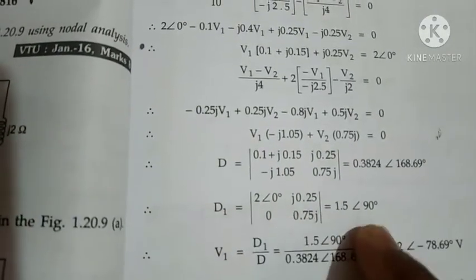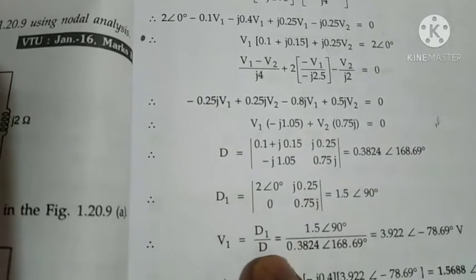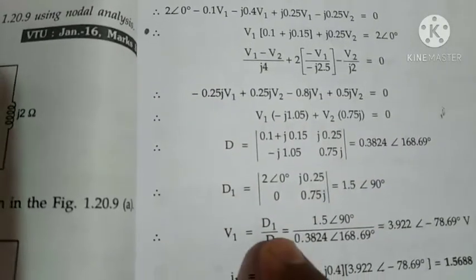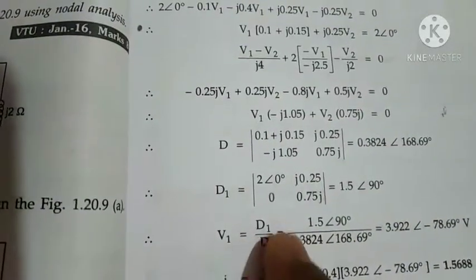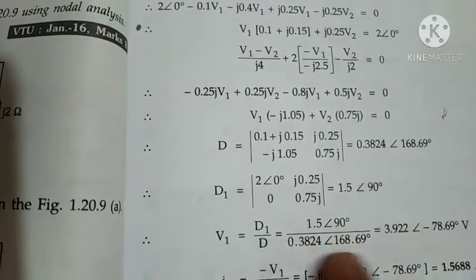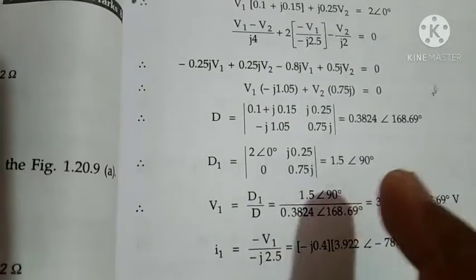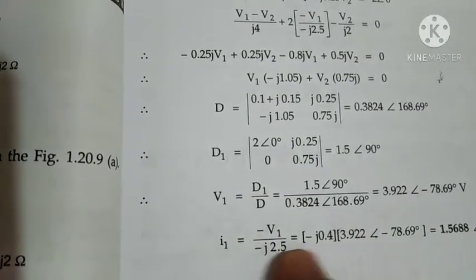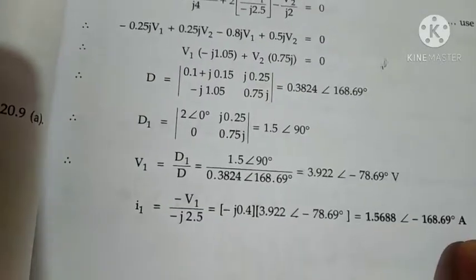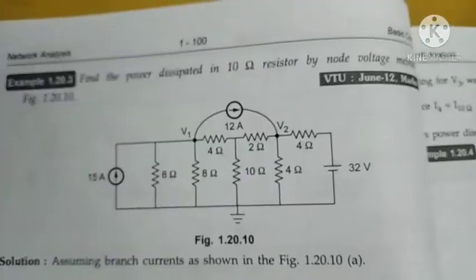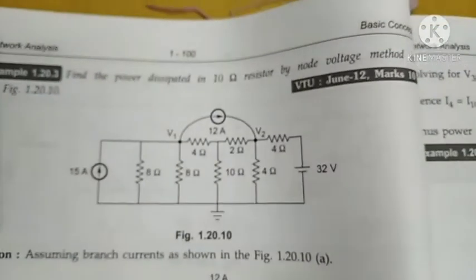Once after getting delta 1, V1 can be calculated by D1 by D. V2 can be calculated by D2 by D, but it is not necessary, so we have not calculated. V1 is equal to D1 by D. After calculating the value of V1, we substitute this value in the equation of I1 to get the value of I1. So finally we got the answer. Okay, we'll go for the next problem.